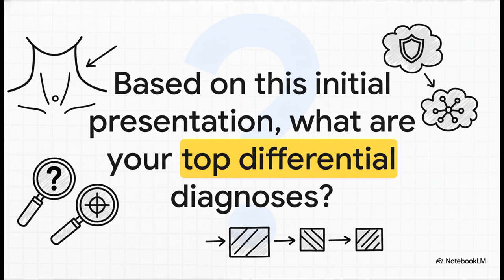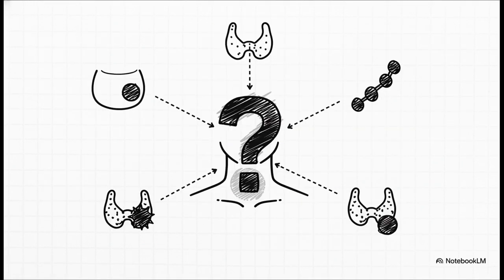So just based on what you know so far, a neck mass, what are your top differential diagnoses? Right. For a midline neck mass in a woman this age, the list is pretty broad, but I definitely prioritize it. By far the most common thing is going to be a benign thyroid nodule or a multinodular goiter. But the most important diagnosis, the one we absolutely cannot miss, is thyroid cancer.